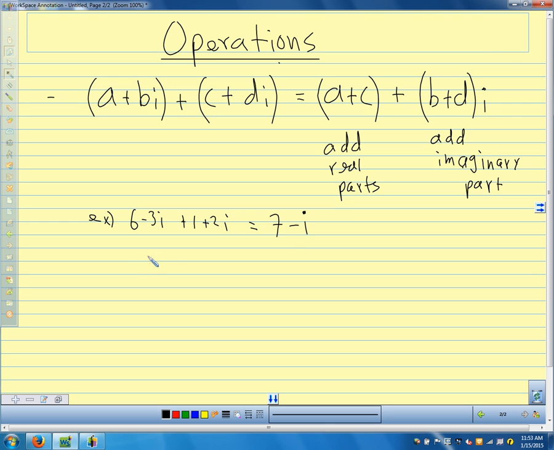What if we were subtracting? What if we had 5 minus i minus 2 minus 4i? So what are we going to get here? 3 plus 3i. 5 minus 2 is 3, and negative 1 minus negative 4 is positive 3, and that's going to be our imaginary part. Easy, right?